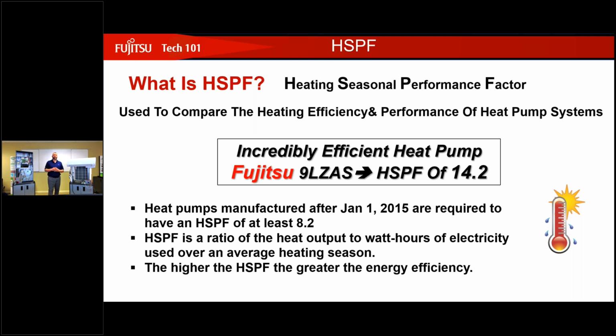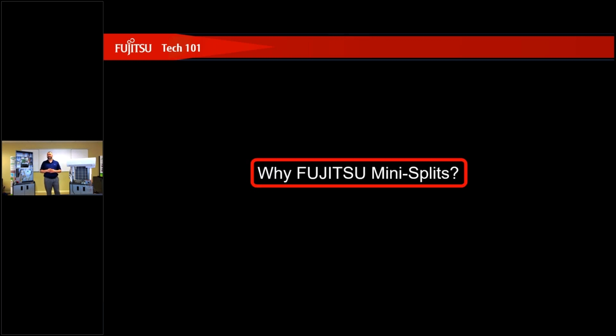So HSPF, as I mentioned earlier, is heating seasonal performance factor, and that's basically showing the heating efficiency of heat pump systems. So on our LZ series, we have an HSPF of 14.2. That's tops in the industry. Any heat pump that's manufactured after January 2015 is required to have at least an HSPF of 8.2. All right, so anything that was produced after 2015 will have that. And then remember, the higher the HSPF, the higher the efficiency of the unit.